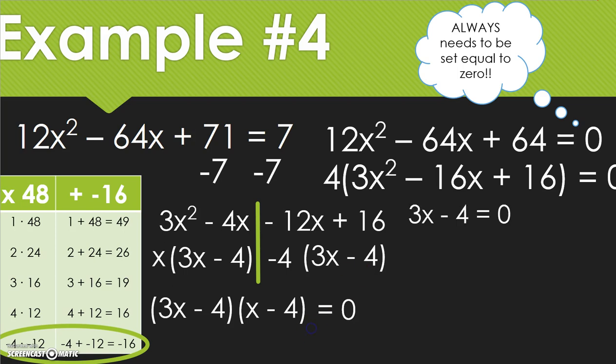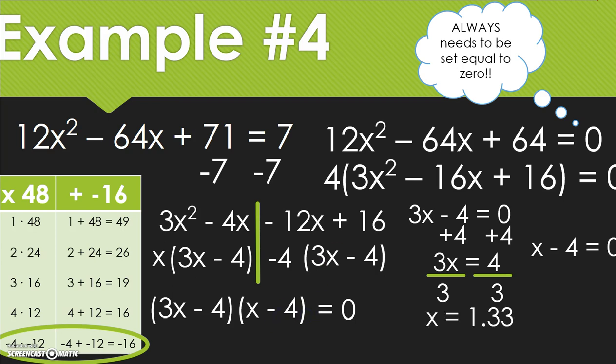So we'll set these equal to 0. So 3x minus 4 equals 0. To solve for x, we're going to add 4 to both sides. 0 plus 4 is 4. So we have 3x equals 4. In order to get x by itself, we're going to divide by 3 on both sides. And 4 divided by 3 gives us 1.33. Typically, decimals are rounded to the nearest hundredth. So it's 2 numbers past the decimal. All right, so be sure you're rounding to the nearest hundredth, 2 numbers past the decimal.